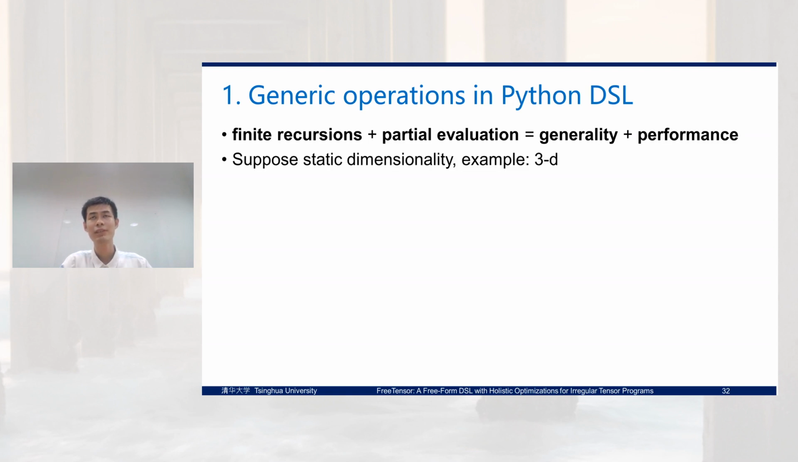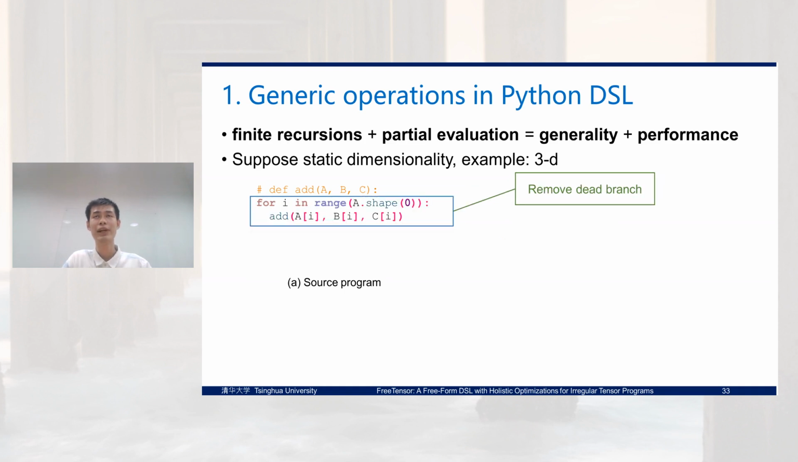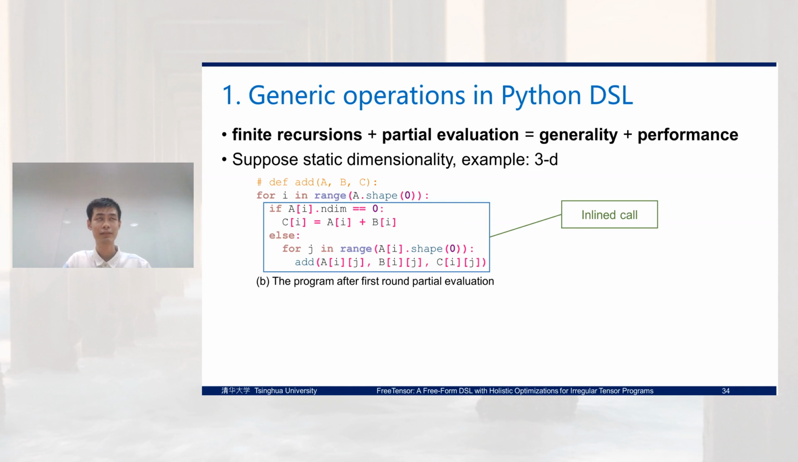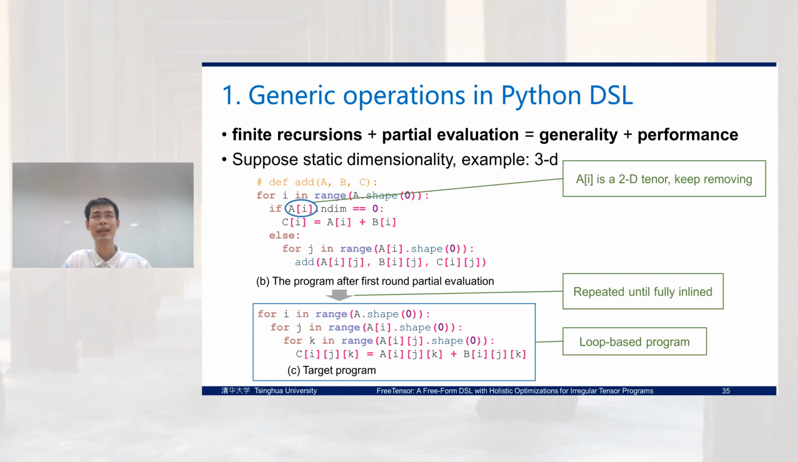Suppose the number of dimensions is known at compile time. We take 3D tensors as an example. We can write a recursion where each stack frame loops along one dimension. At the outermost stack frame, our compiler will check the exit condition and find it always false. So we can remove the dead branch and leave the else case only. Then we can inline the next stack frame and keep removing dead branches. We repeat this procedure until the function is fully inlined, and we'll get the loop-based program just like what we would write.